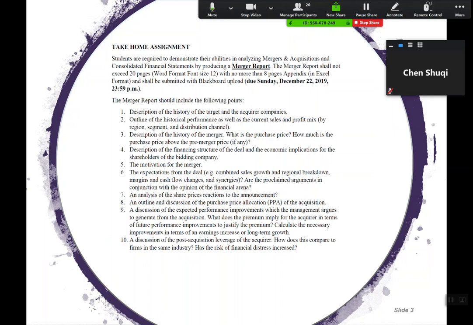Then I would like you again to look into the consolidated financial statements and look at the purchase price allocation of the acquisition and describe that. It's pretty much a descriptive task. However, it could be something interesting to talk about if you feel that, for example, the goodwill is very, very high, and how again management argues why they have paid such a high price premium.